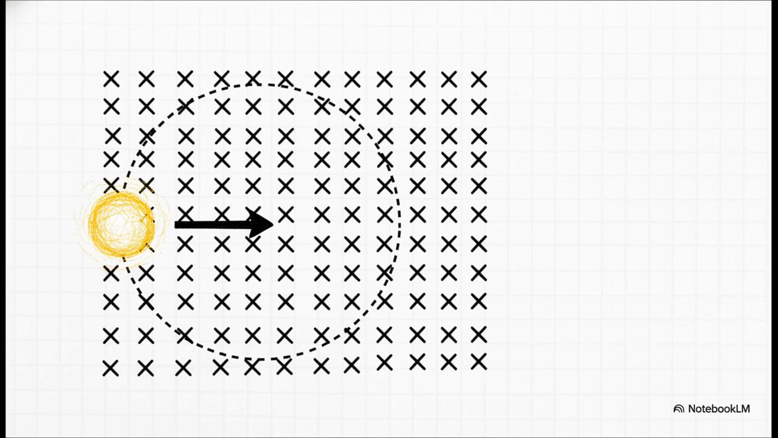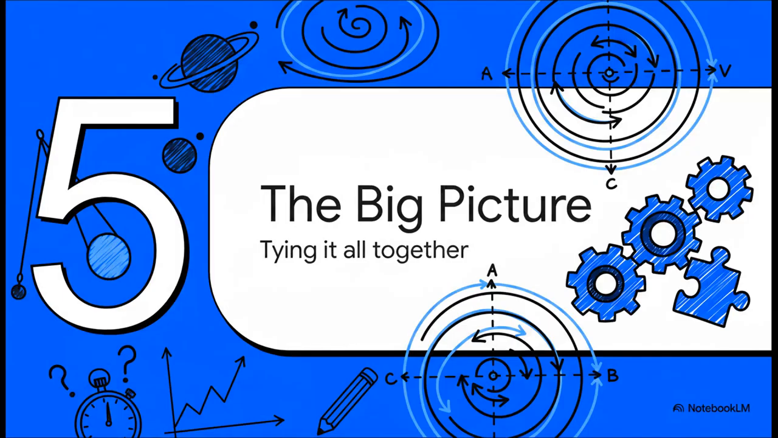Because the magnetic force on a moving charge is perpendicular to its direction of motion, it acts exactly like a centripetal force, throwing the particle into a perfect circular path. It's the exact same concept as gravity we just looked at, just applied to electromagnetism. How cool is that? Finally, Section 5, the big picture, tying it all together.